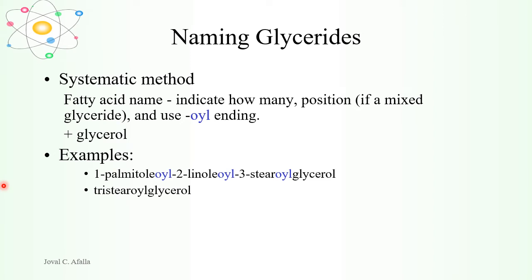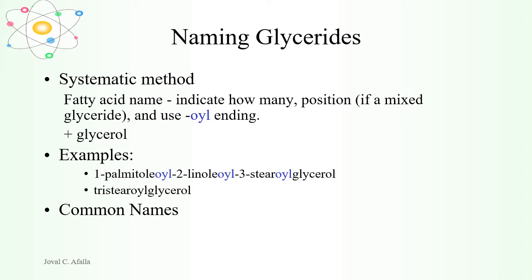It means that again, you start with your glycerol, and in carbon 1, you add the palmitoleoyl component, just the acyl component of palmitoleic acid. Linoleoyl means that again, the linoleic acyl component is connected to carbon 2. And stearoyl, you have now the acyl component of stearic acid connected to carbon 3 of your glycerol. If you don't have a mixed glyceride, meaning all 3 fatty acids are the same, then you can simplify it as tristearoyl glycerol.